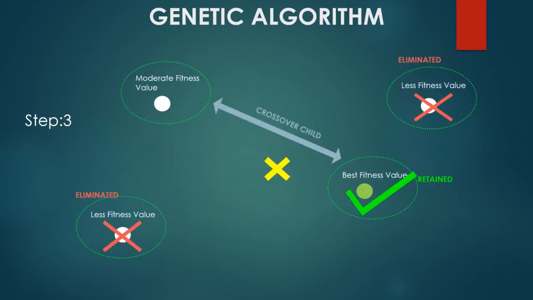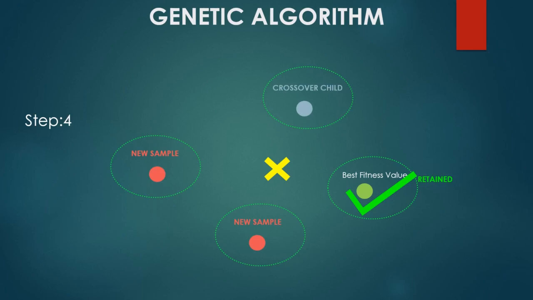So in the next iteration, the individuals with the best fitness value would be retained, whereas the individuals with a very low fitness value would be entirely eliminated, and in place of them we would generate new random individuals. And the individuals with a moderate fitness value would be mutated to get a crossover child which would have some of the characteristics of the previous iteration.